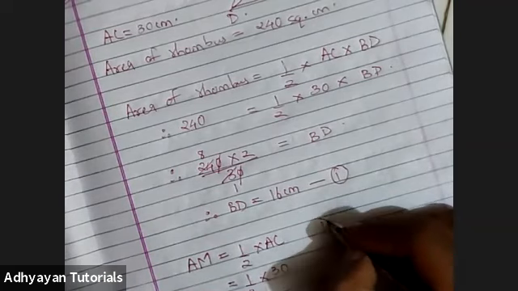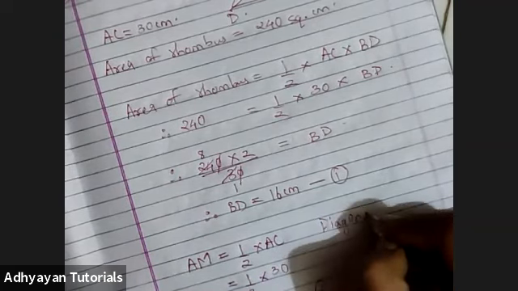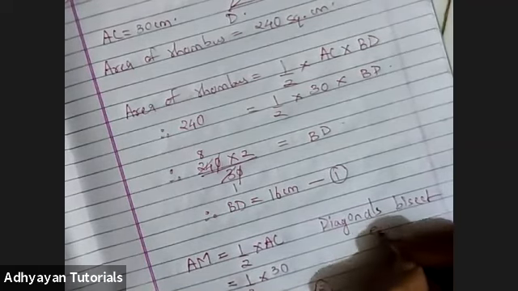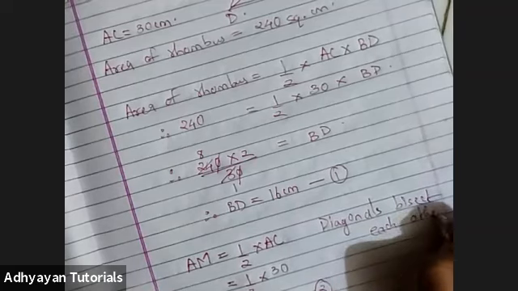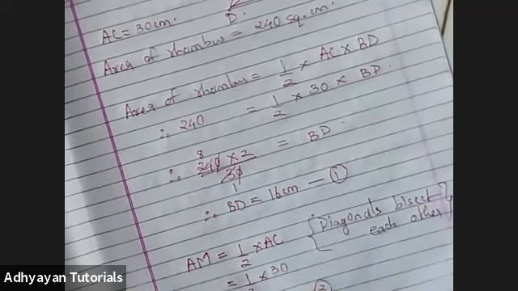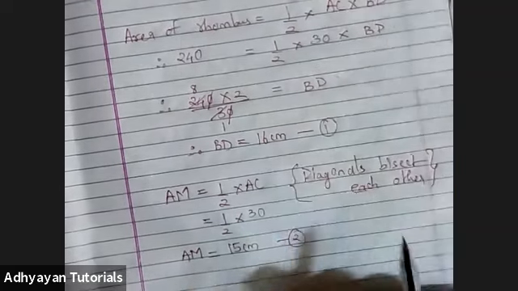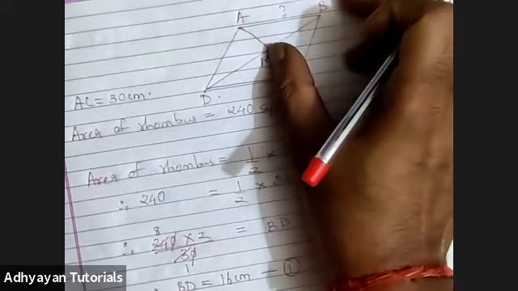The reason for this: diagonals bisect each other, right? Diagonals bisect each other. The next step, children, जैसे हमने AM ढूंढा है, we can very easily find BM.